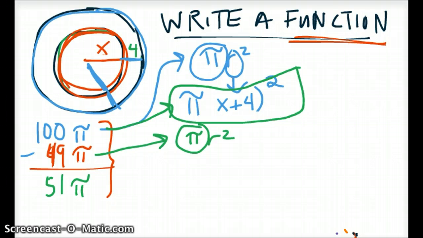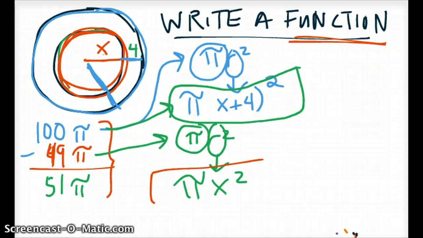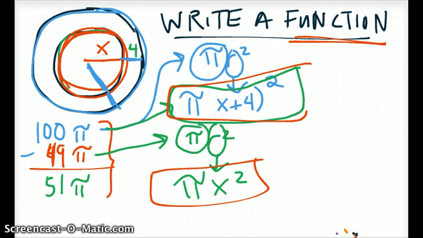Pi is going to stay the same, but in this case, my r is x. So I don't need to put that in parentheses because it's just one value. So I have pi x squared. And now I'm going to take these two values and subtract the bottom one from the top one. So my final function looks like this.